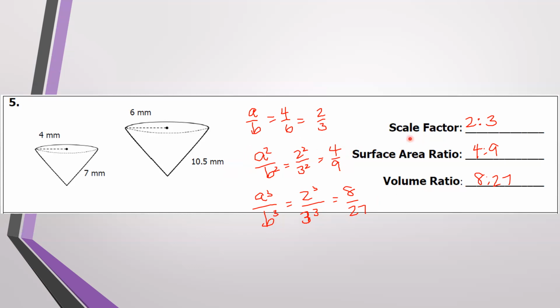So far we've been calling this the scale factor. This is also known as the ratio of the perimeter, or the perimeter ratio. So if you hear someone ask you for the perimeter ratio, that's the same thing as the scale factor. That's just good to know in case you come across a problem like that.